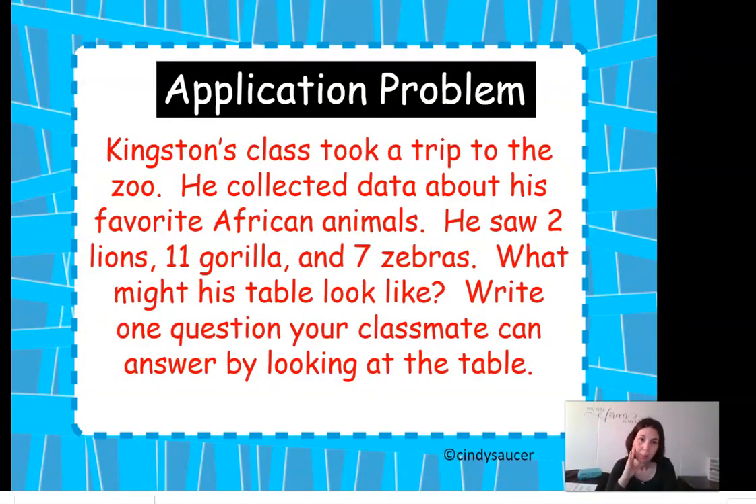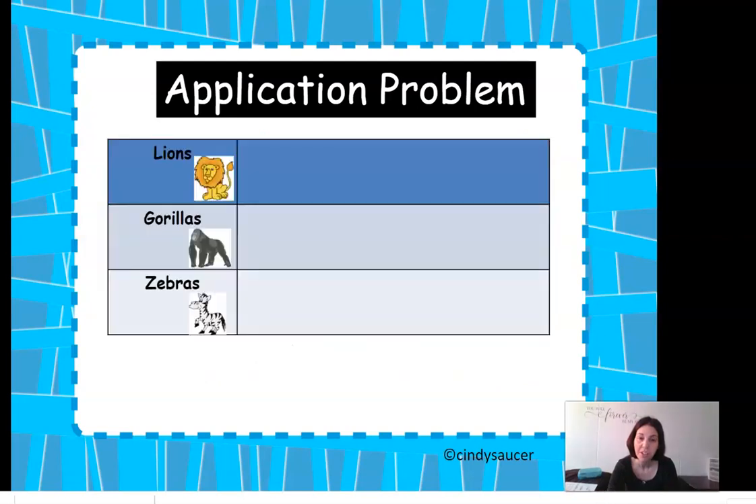Here's the application problem. Kingston's class took a trip to the zoo. He collected data about his favorite African animals. He saw 2 lions, 11 gorillas, and 7 zebras. What might his table look like? Write one question your classmate can answer by looking at the table. We have a question already.